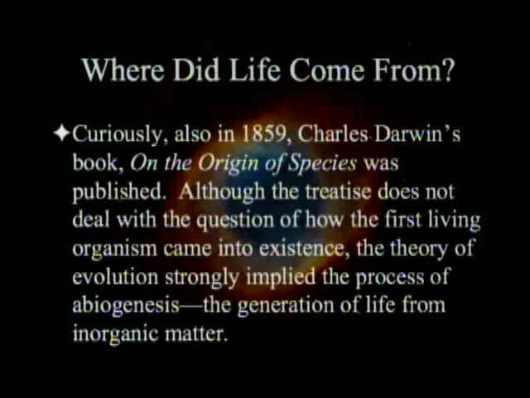Curiously, also in 1859, Charles Darwin's book on the Origin of Species was published. Although the treatise doesn't deal with the question of how the first living organism came to exist, the theory of evolution strongly implied the process of abiogenesis. And Darwin recognized that himself, although in his book he ends with one or a few kinds that were started by the Creator. In his letters, he suggests a warm little pond with ammonium and phosphoric salts. And if you're getting God out of the business of working with life, why have God start life in the first place?